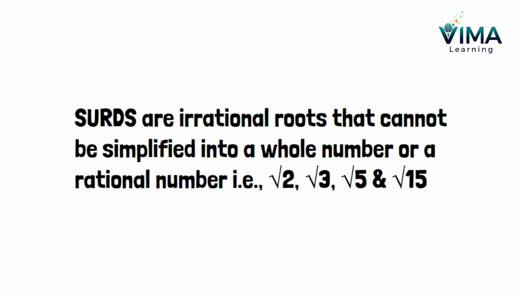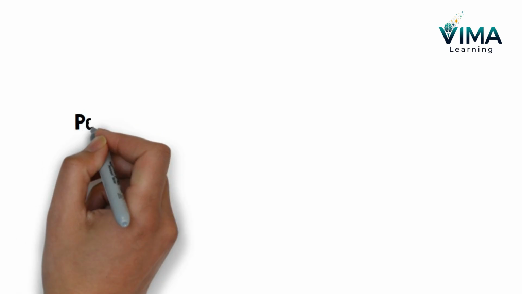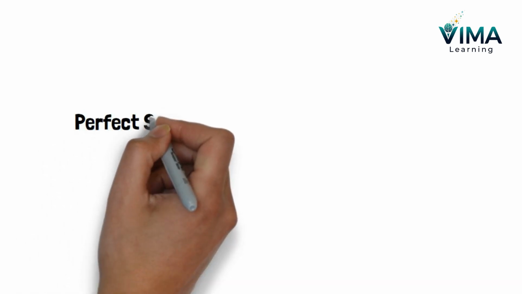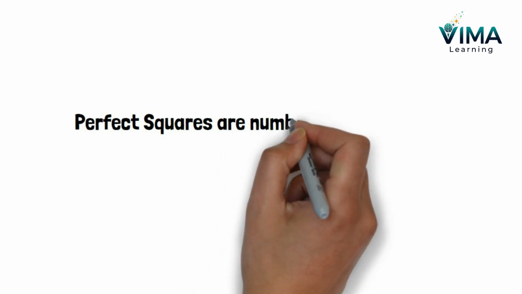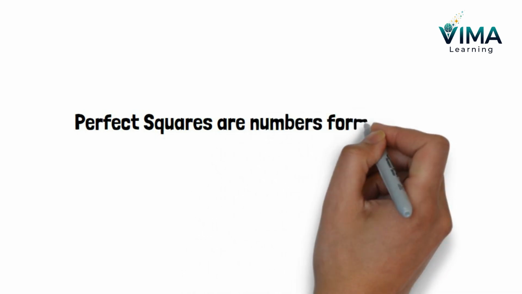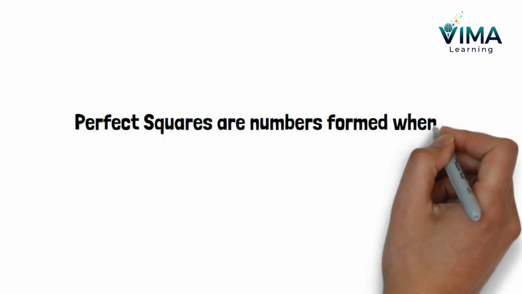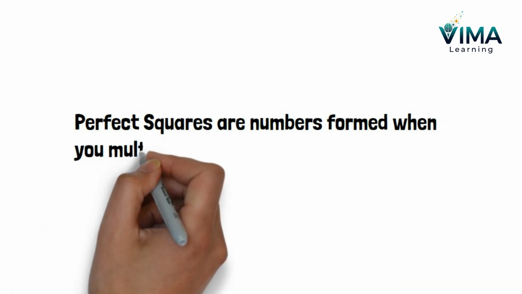This is because we cannot get a whole number as an answer when we find the square root of any of these numbers. On the other hand, when we try to look for the square root of 4, of 9, of 16, we can easily get 2, 3, and 4. And this is because the numbers 4, 9, and 16 are perfect squares.